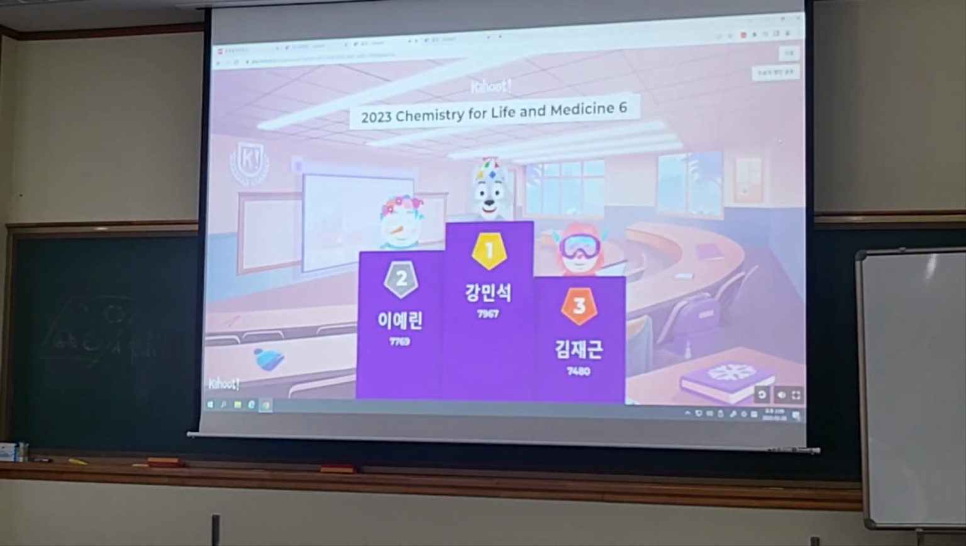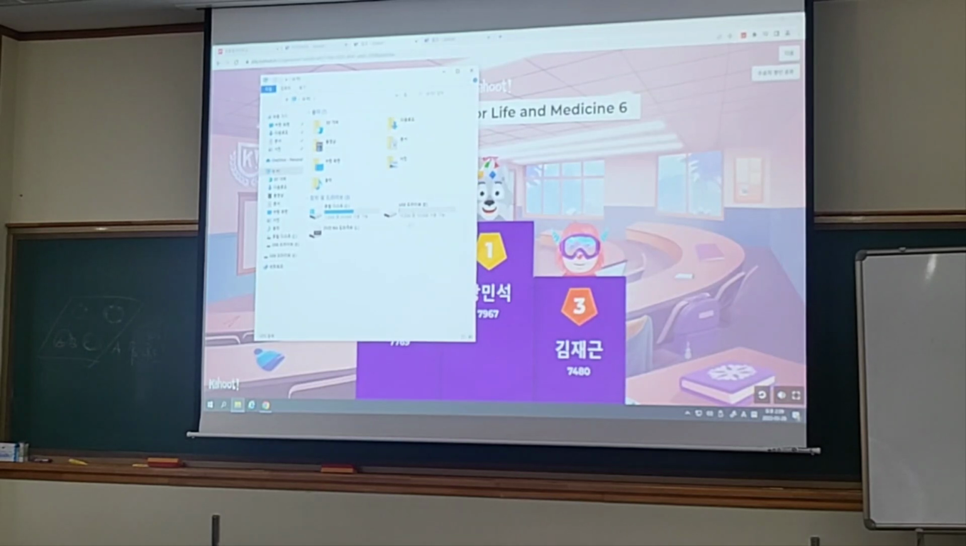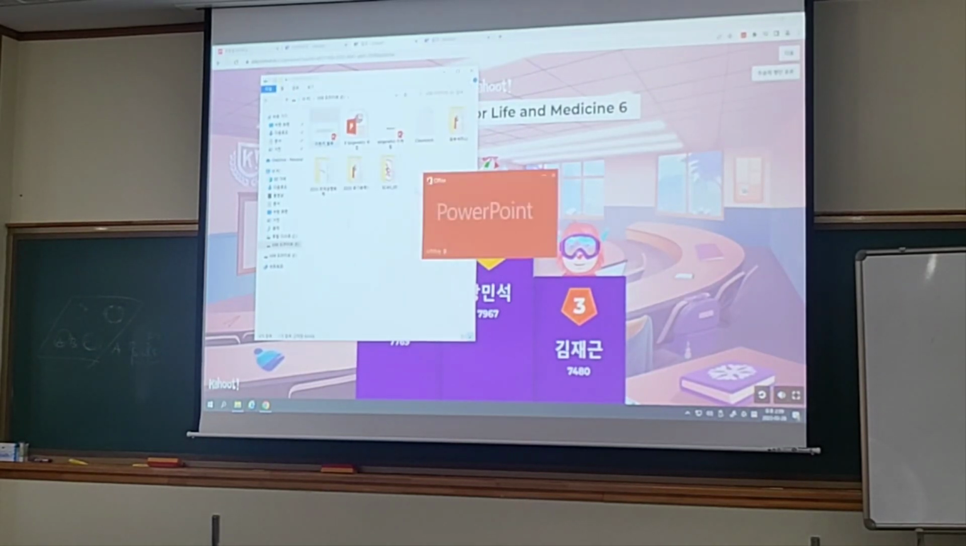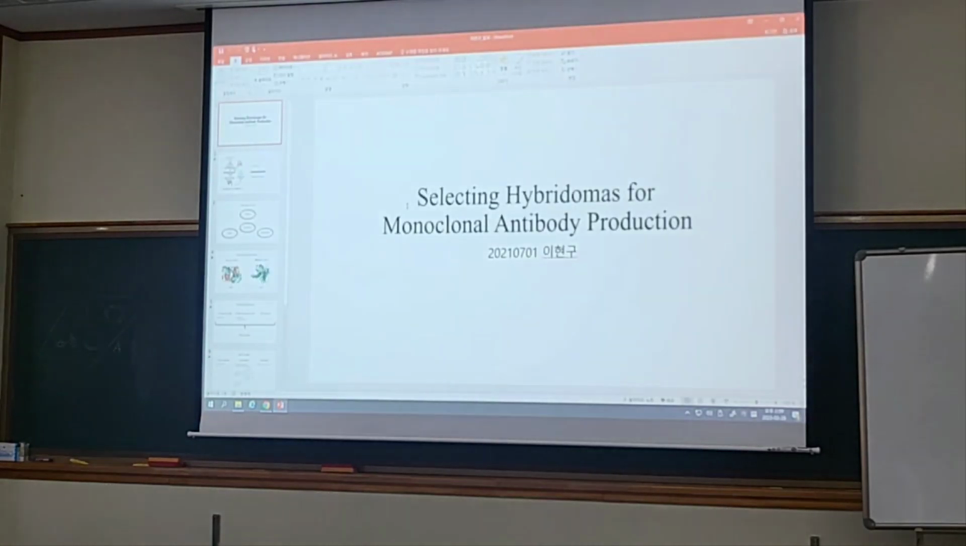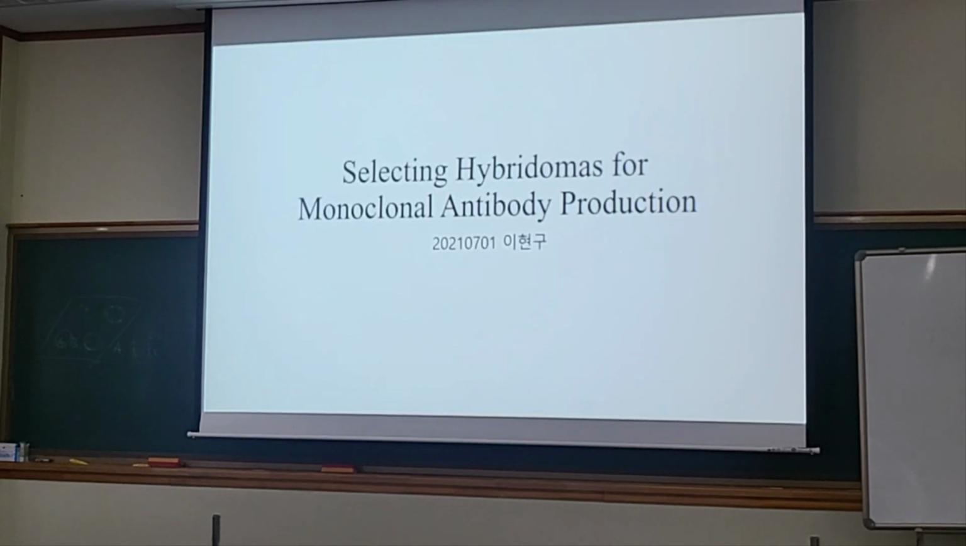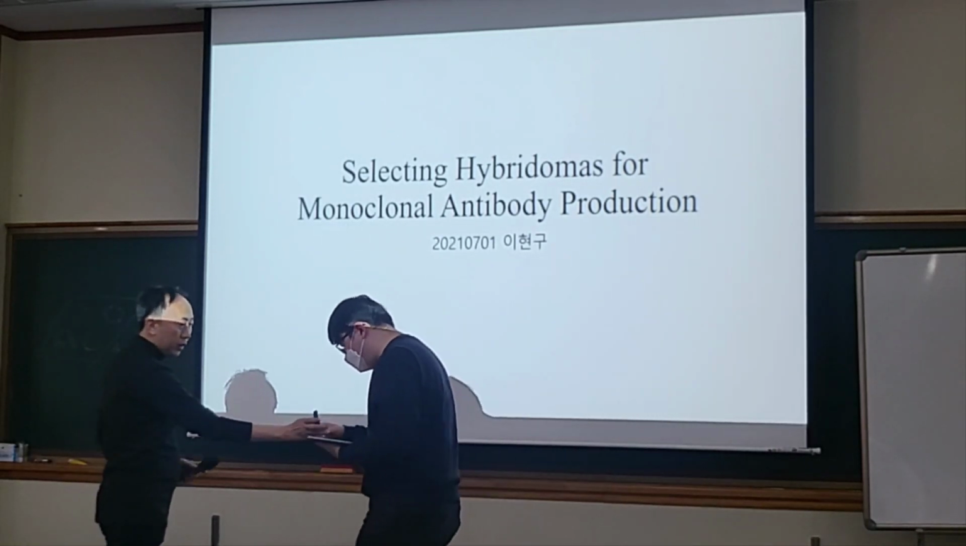Okay, seems like you guys are studying quite well. And today we have 2 volunteers to present interesting work. So the first one is Hyung-gu. Hyung-gu is going to tell us about a little more details and clear the information for how to select the hybridoma to make the monoclonal antibody. Move, please. Mic.